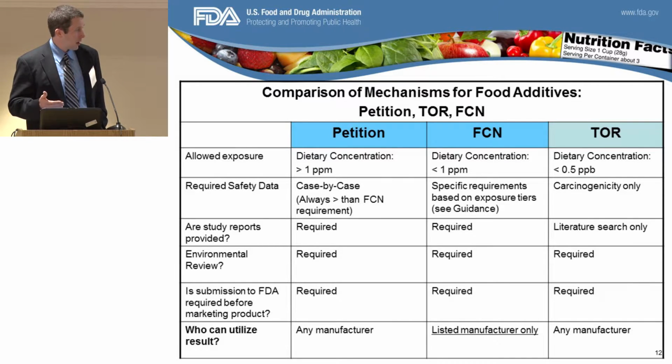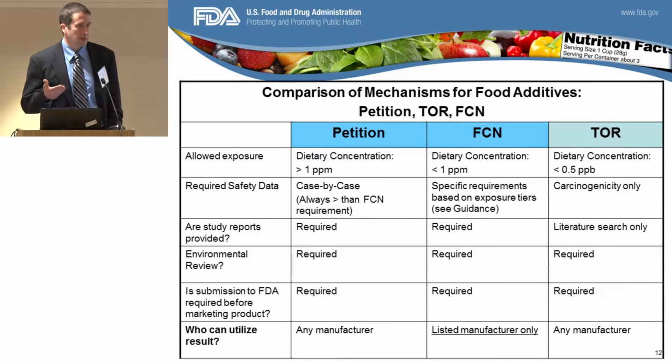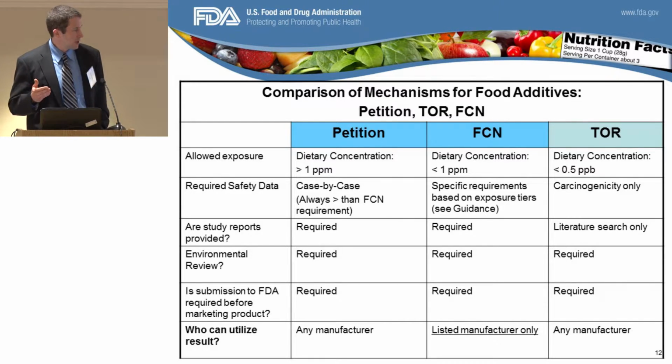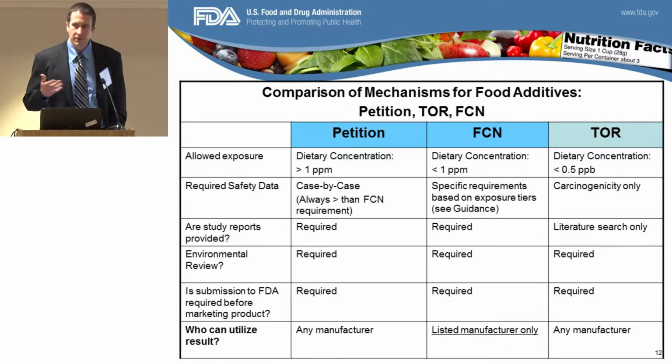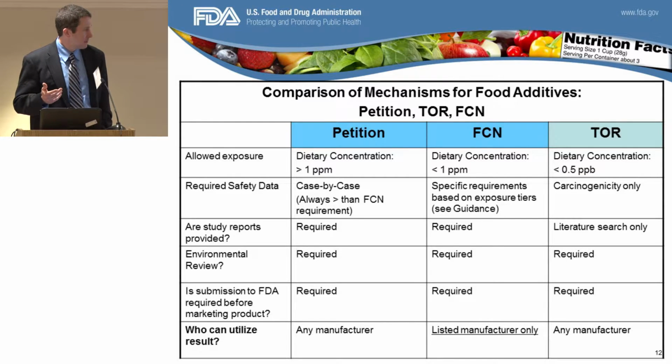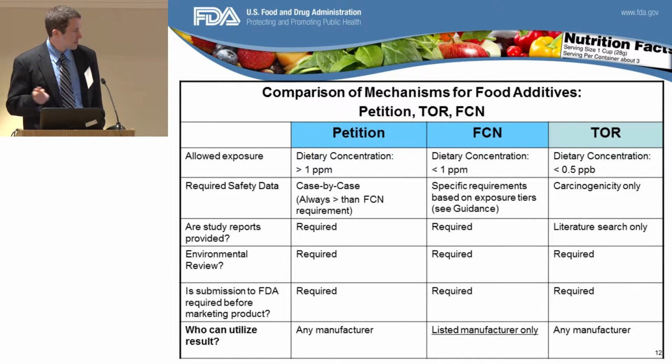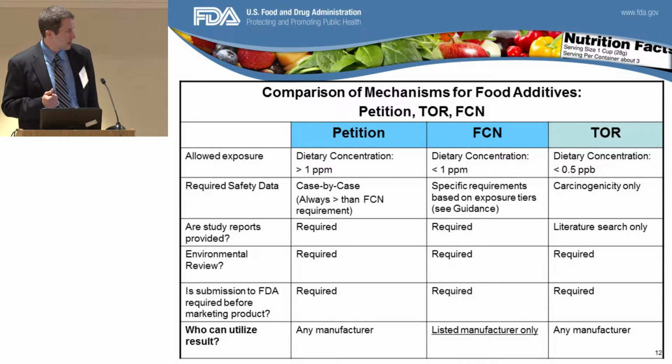FCN. Our study reports provided, yes, so if you're a company that's done your own toxicological studies on the substance for either a petition or an FCN, you would have to provide that to us. All 3 of these mechanisms have an environmental review component, so you would have to provide information as required under the National Environmental Protection Act, or NEPA. And once again, submission to FDA is required before marketing the product.